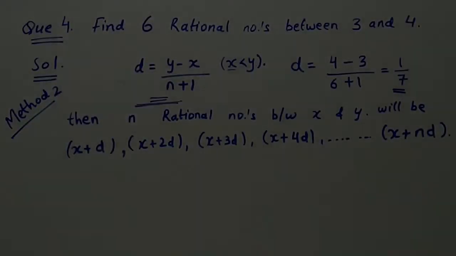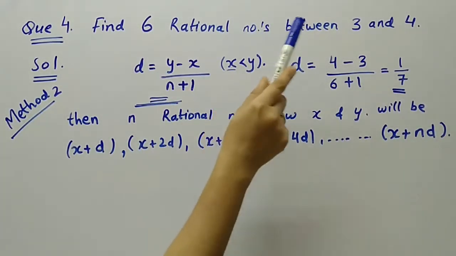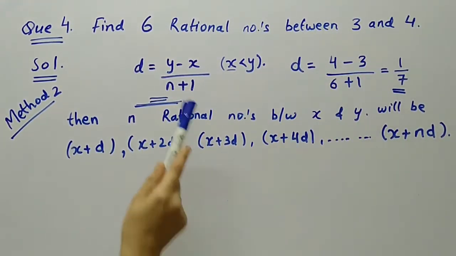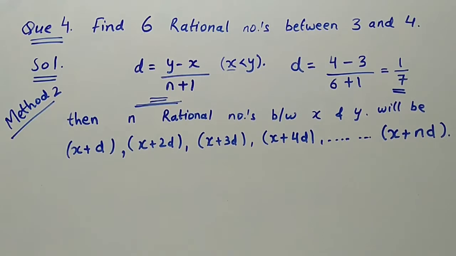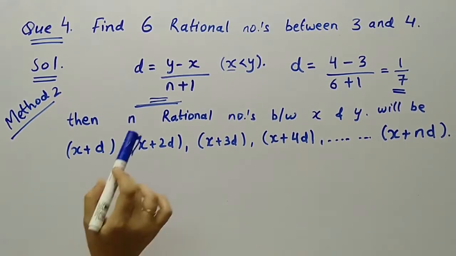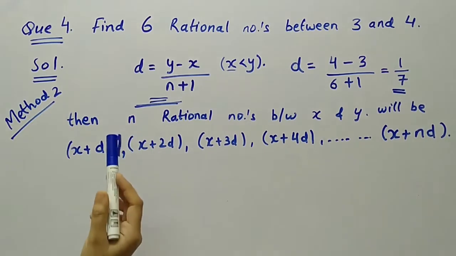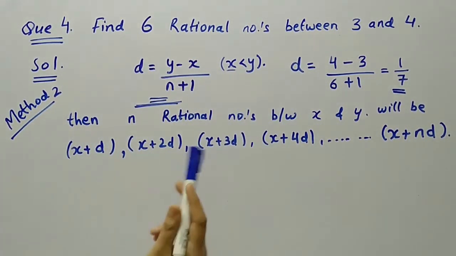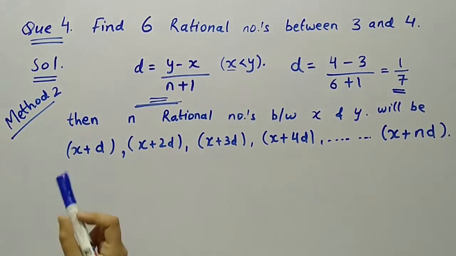So question number 4. Find 6 rational numbers between 3 and 4. This question is the same as question number 3, but we will use a different method. This is the second method to find rational numbers between any two rational numbers. For finding 6 rational numbers between 3 and 4, we will use this formula.